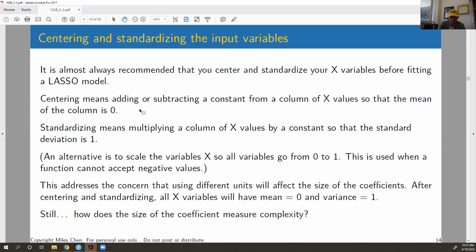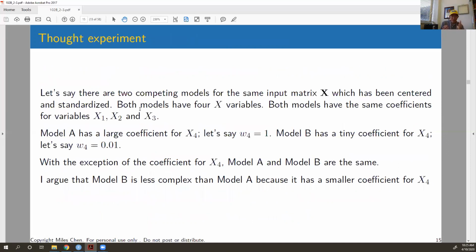Okay, so that addresses one of the concerns. But you might still have the question, how does the size of the coefficient measure complexity? So, let's say there's two competing models. They both have the same input matrix X, and X has been centered and standardized. And let's say both models have 4 X variables, and both models have the same coefficients for X1, X2, and X3. The only difference is that model A has a large coefficient for X4, let's say W4 is equal to 1. And model B has a tiny coefficient for X4, let's say W4 is 0.01.